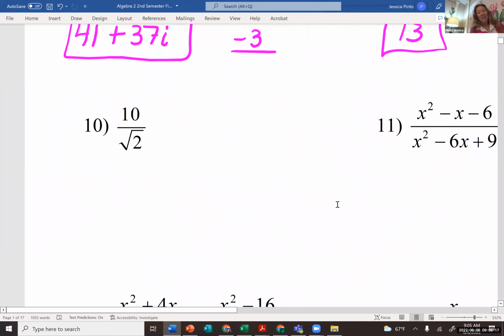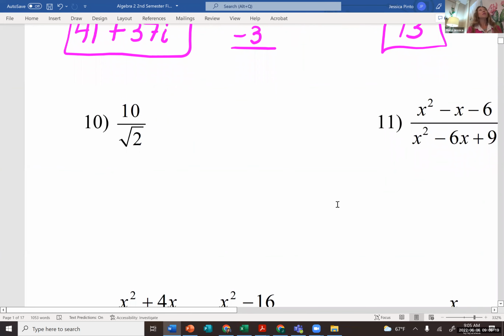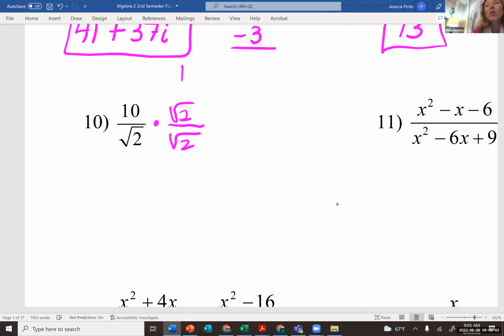Looking at number 10. So we're still looking at radicals here, but here we see that the radical is doing something totally different than before. The radical is in the denominator. All we need to do is rationalize. Radicals are not allowed in a denominator, and so I'm going to multiply by a radical. And what should I multiply radical 2 by to get a whole number? Well, by radical 2.